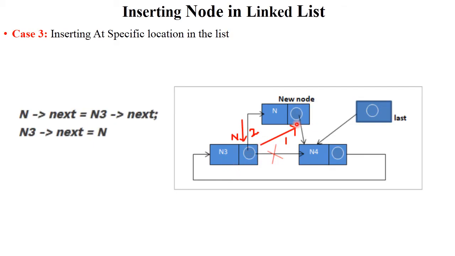This is the first step. Okay? When N stores the address of N4 and N3 stores the address of N. Clear? Simply there are only two steps. Next.